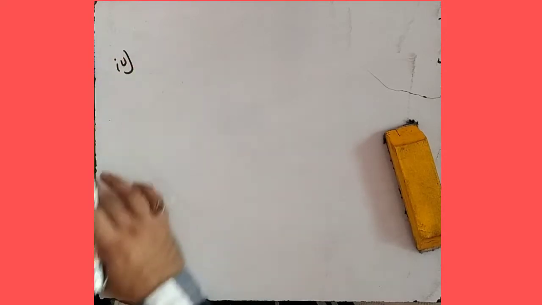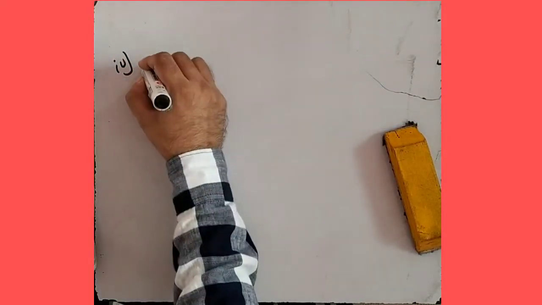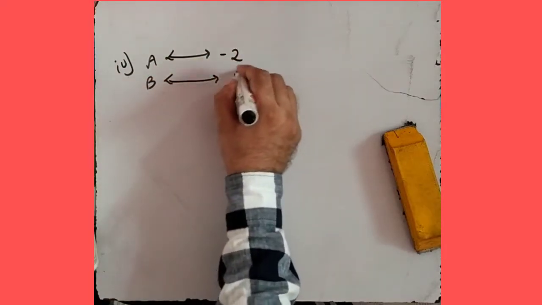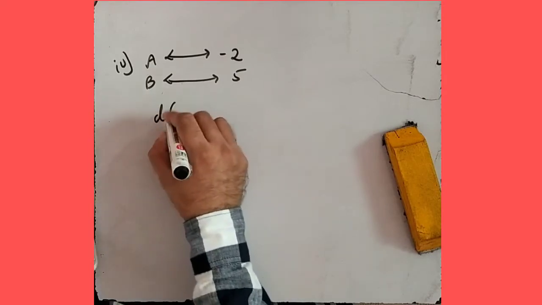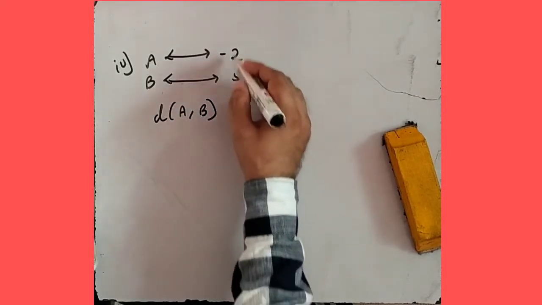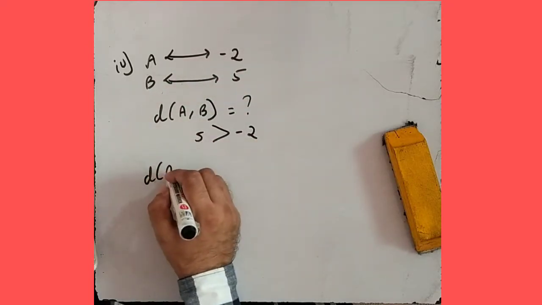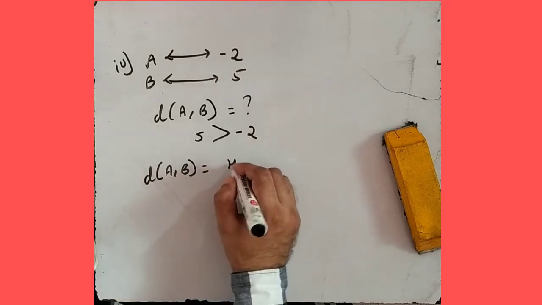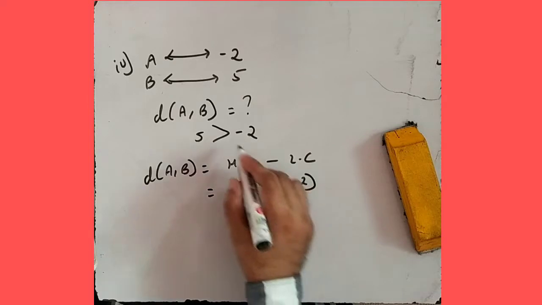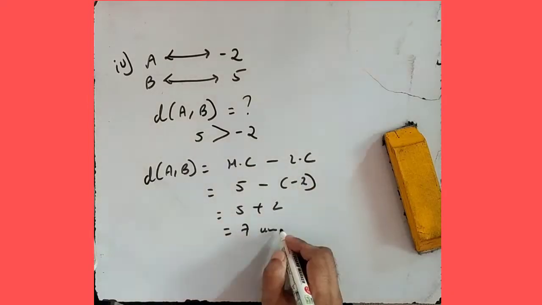Fourth one, find distance AB if coordinates of A and B are -2 and 5 respectively. A coordinate is -2, B coordinate is 5. We have to find distance AB. Which is the bigger coordinate? 5 is bigger than -2. And the distance formula, as we all know very well, is higher coordinate minus lower coordinate. 5 minus -2, 5 plus 2, which becomes 7 units.